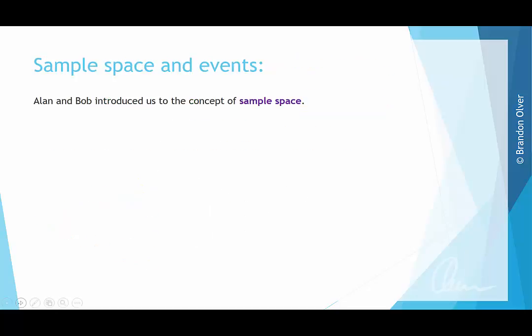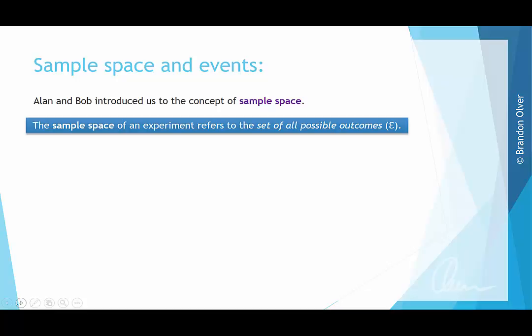So what did we learn from that? We saw that Alan and Bob introduced us to the concept of a sample space, and that's what we were setting out with a tree diagram. The sample space of an experiment refers to the set of all possible outcomes, and we denote that with this symbol here. That symbol's been simplified. It should technically be something like this, but that's sometimes a little bit hard to write, so we just simplify this to be a curly sort of E shape.